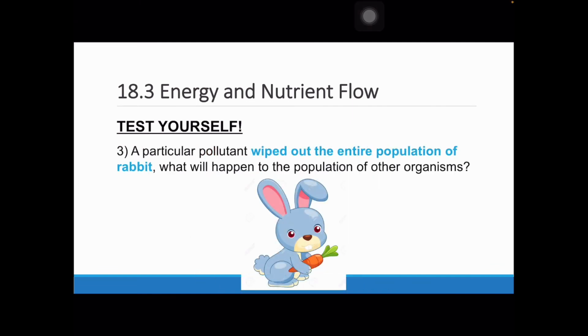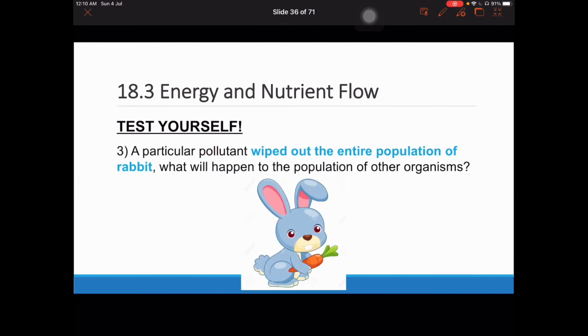And for question 3, let's say that you have a hypothetical food chain that involves carrots being eaten by rabbits, and the rabbits will then be eaten by some other organisms, which I don't know what it is, whatever that eats rabbit. So imagine that there is suddenly a certain type of pollutant that's being released to the area, and it actually caused all the rabbits to die. What do you think will happen to the population of the other organisms when the rabbits are dead?